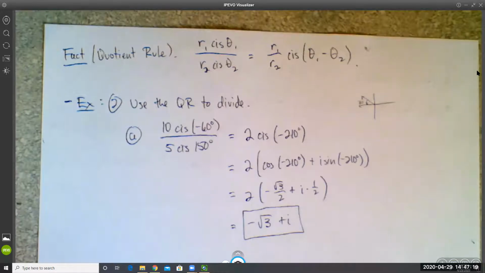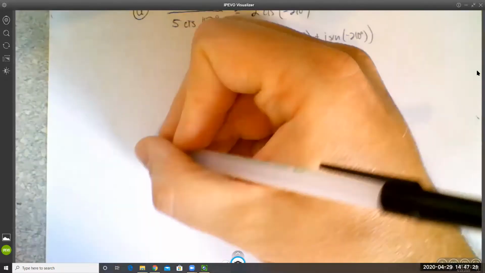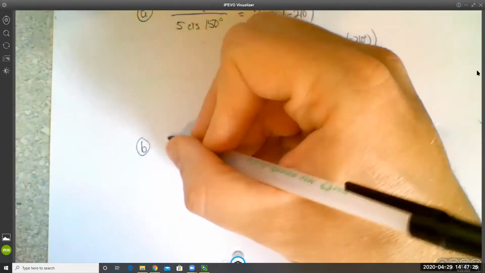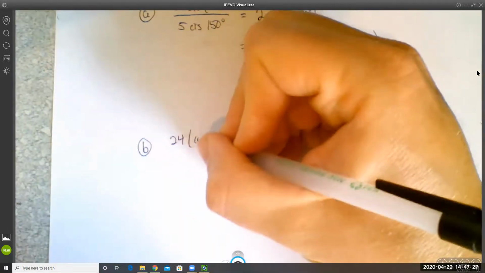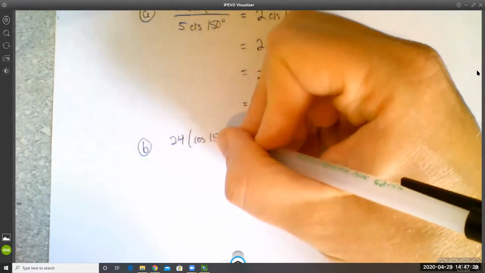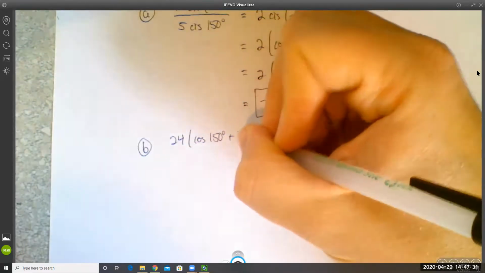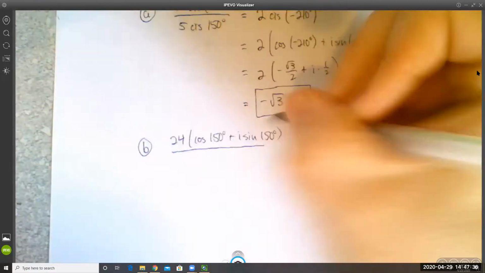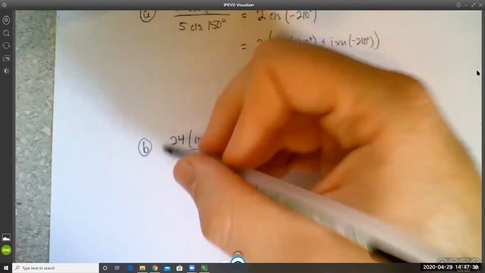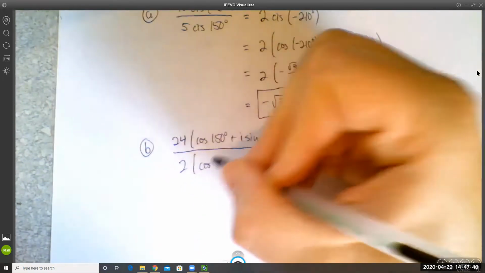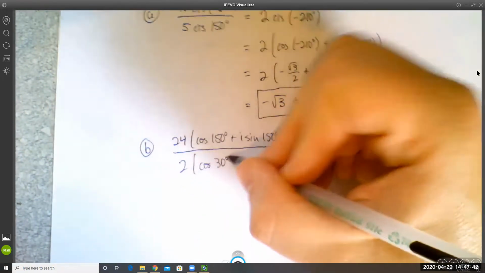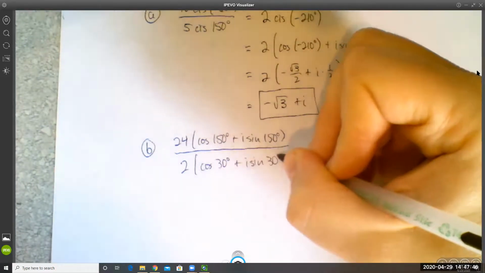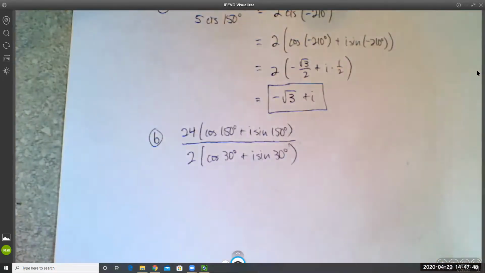I want to give you 2 more. So here's a second one. Again, pause the video, see if you can work this one out. Let's do 24 times cosine 150 plus I sine 150 divided by 2 times cosine 30 plus I times sine of 30. Okay, so give that a pause, see if you can do it.